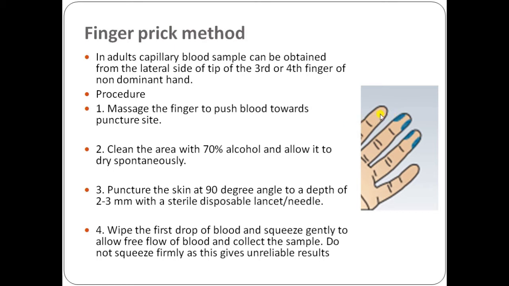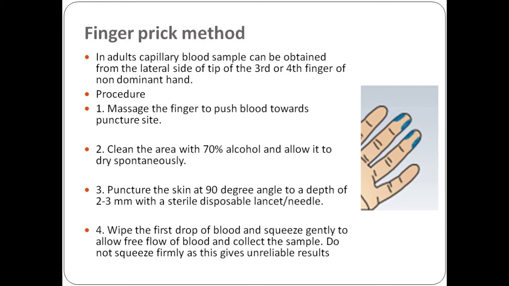In the finger prick method, the blood sample is generally taken from the third or fourth finger. Here we only use the lateral side. As you can see in this picture, these are the lateral sides, and from there we can take the blood sample. Generally the non-dominant hand is used for collection of the blood sample.